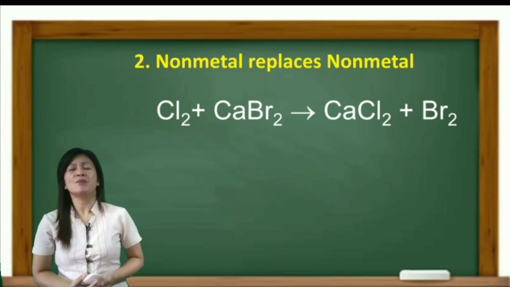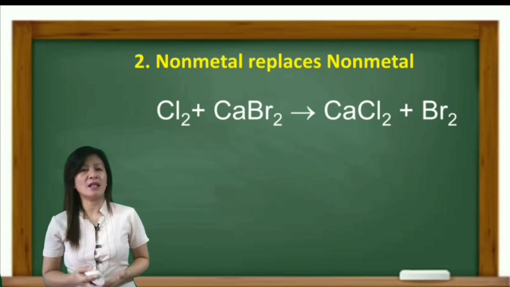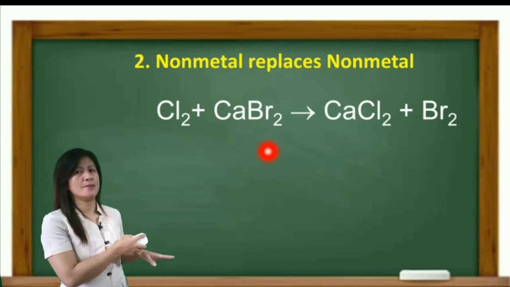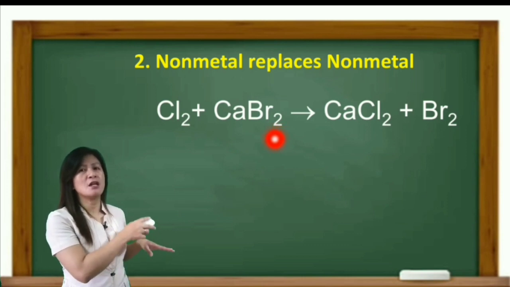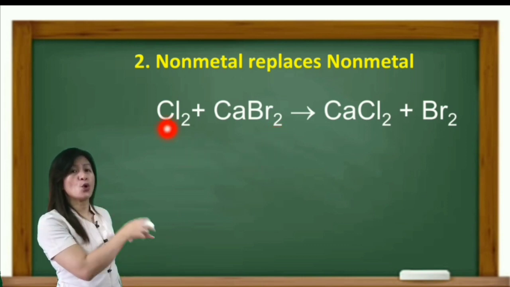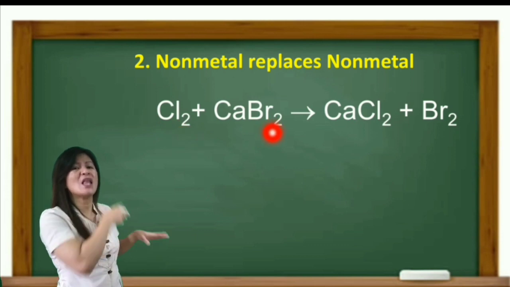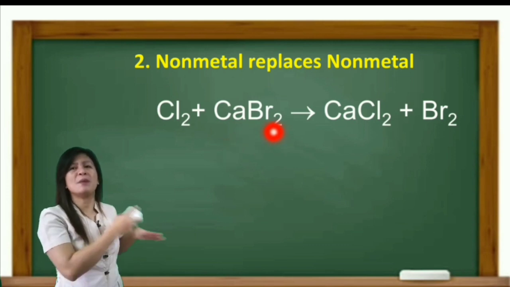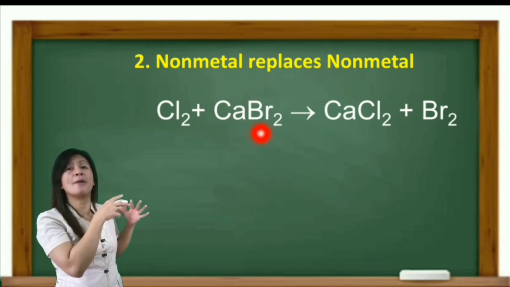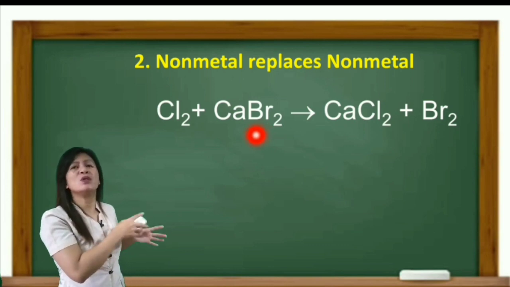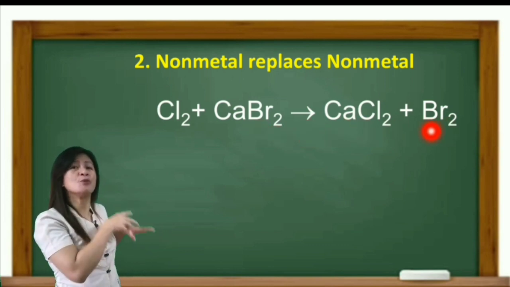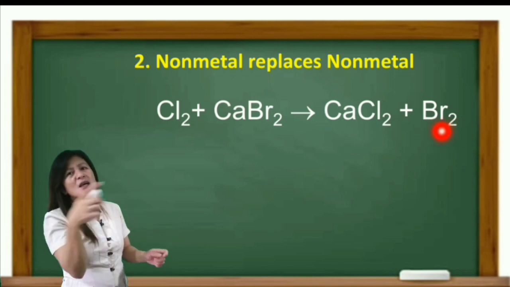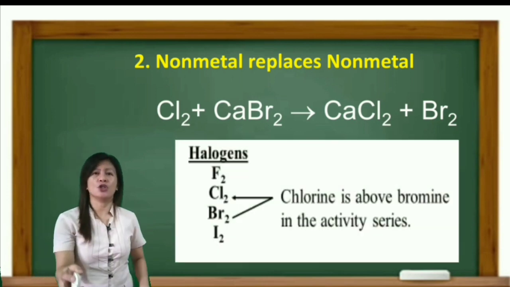Let's have another example. When the free element this time is a non-metal, it will need to replace a non-metal as well. So in this example, chlorine is a non-metal. Calcium bromide contains the non-metal bromine. So when these two combine, the free non-metal chlorine will replace the non-metal bromine from the compound calcium bromide. Replacing bromine in calcium bromide will result in the formation of the products calcium chloride and bromine. So bromine is the element replaced by chlorine in the reaction.